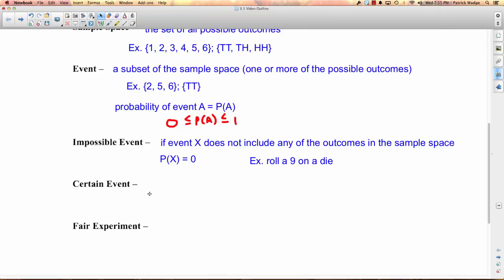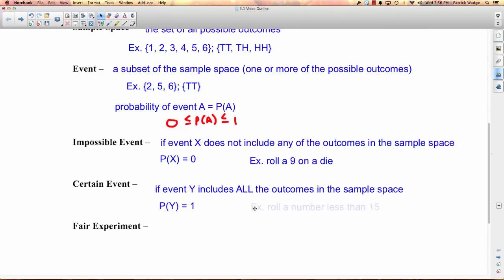It's an impossible event. How about a certain event? A certain event would have a probability of 1. It's going to happen, if event Y includes all the outcomes in the sample space. So P(Y) equals 1.